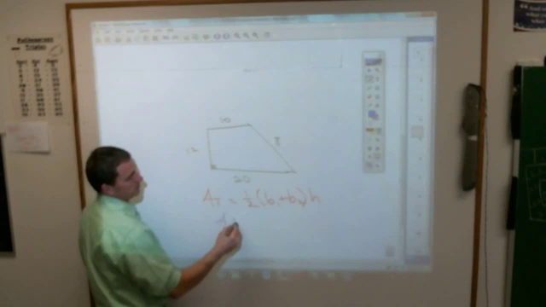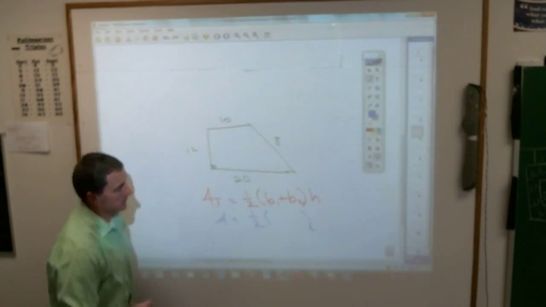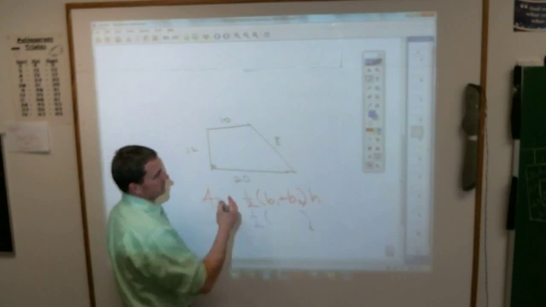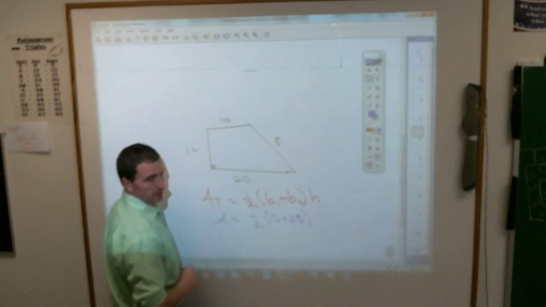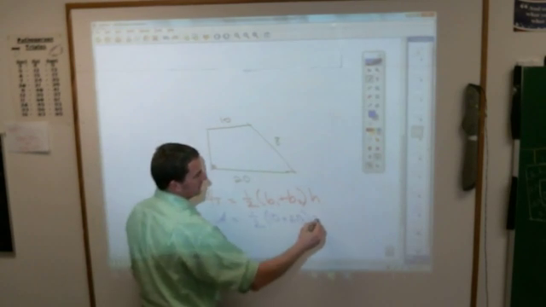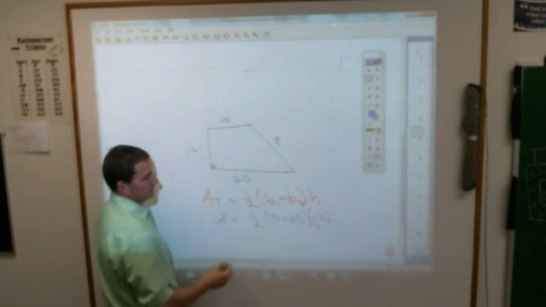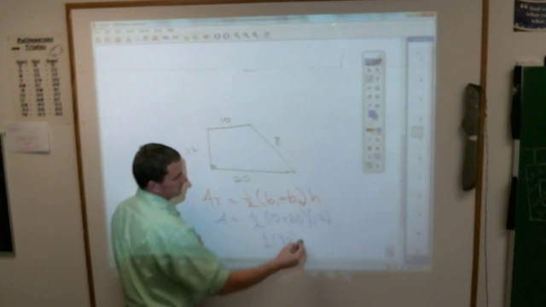So area equals 1/2. What are my two bases there, Alex? 10 and 20. You got the two parallel lines, 10 and 20. And my height in this case would be, Cameron Atkins, 12. And it's all about 10 plus 20 is 30.